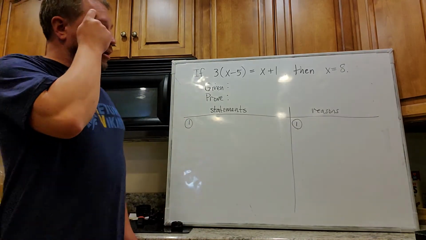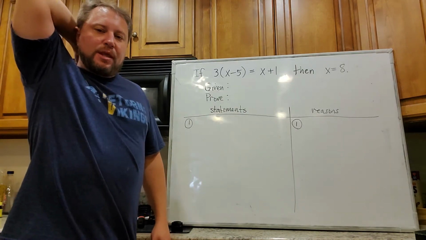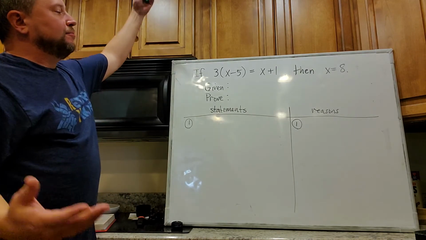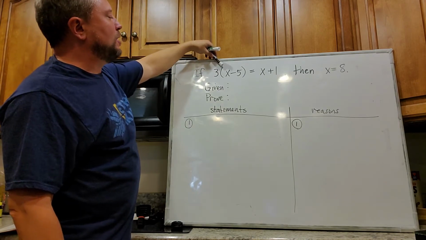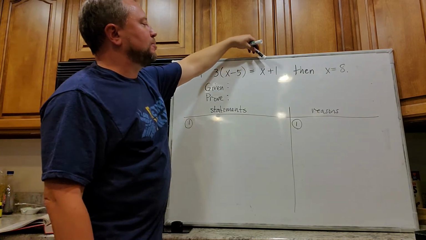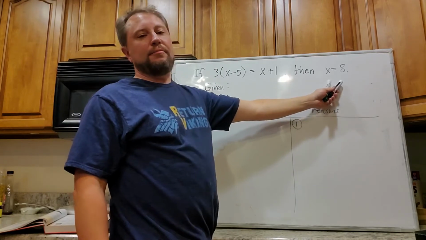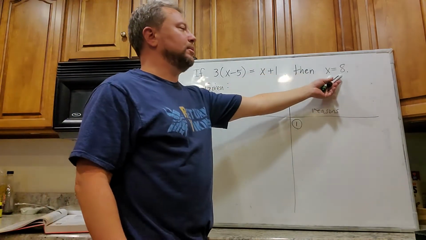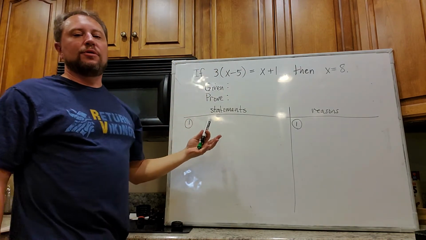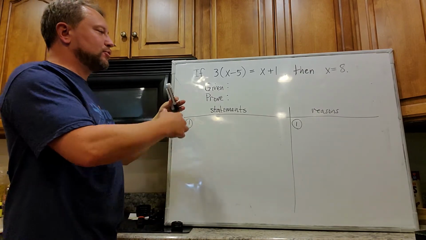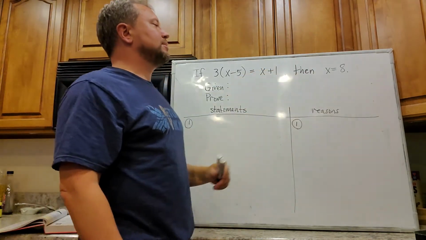All right, so up here is an algebra proof problem we're going to do. They will come up with some kind of algebra statement. On this one, we have: if 3 times the quantity x minus 5 equals x plus 1, then x should equal 8. Okay, so they already have the solution, as you can see, and this is the original starting problem. What you're going to have to do if you're doing an algebra proof is show each and every step that you take to get from the original equation down to this answer.